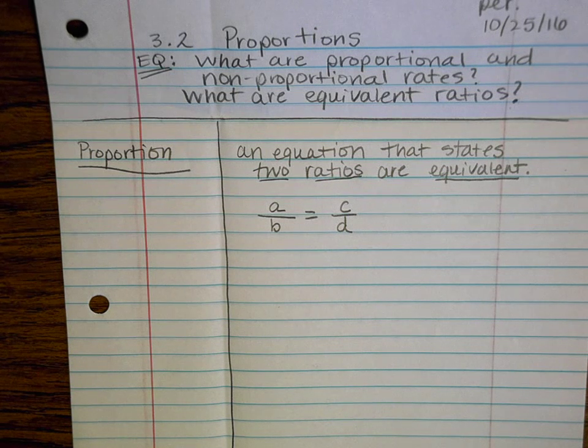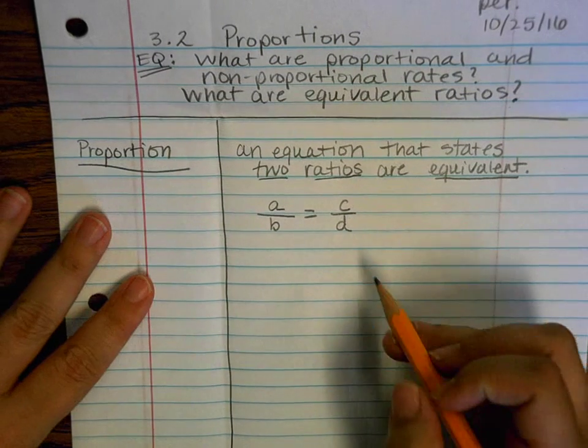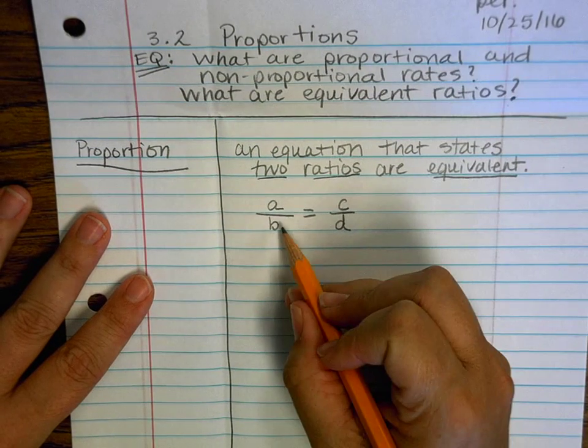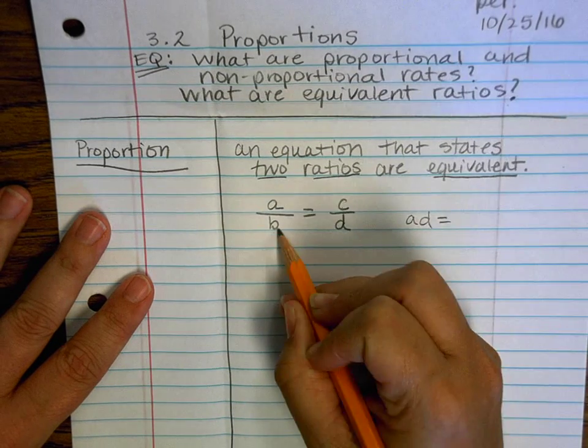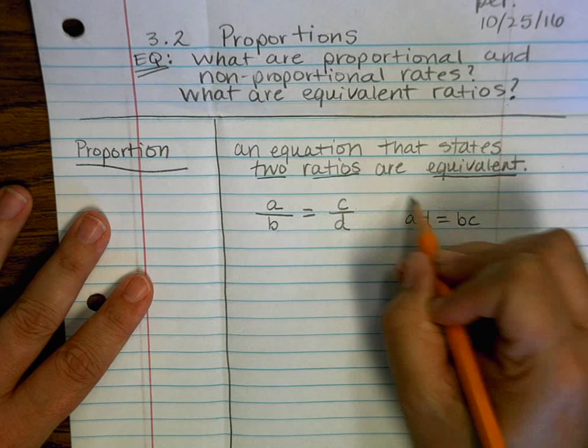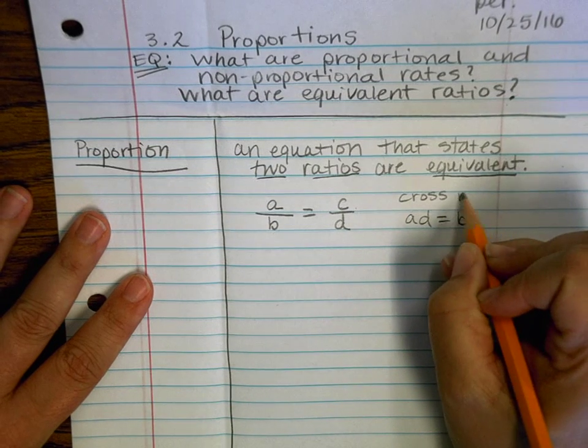Do you remember how to prove that they're equal? There are two ways. Raise your hand if you remember. One way you learned was to cross multiply. Some teachers taught you this: if you cross multiply, they would still be equal. So let's cross multiply. A times D would have to equal B times C, right? That's called cross multiplying.